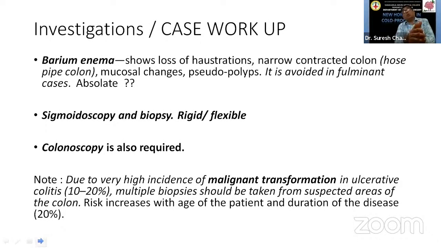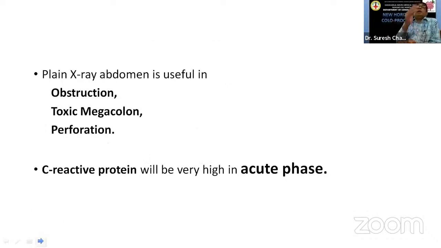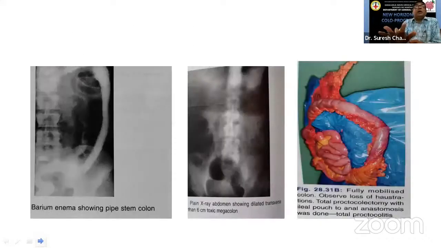So age, in the sense that the older the age, the risk is more. And if you see the duration of the disease, the longer the duration, the chances of transformation to malignancy are more. Now, plain X-ray, I already told you. I'll go to the next slide. This one. Now you can see the plain X-ray here.